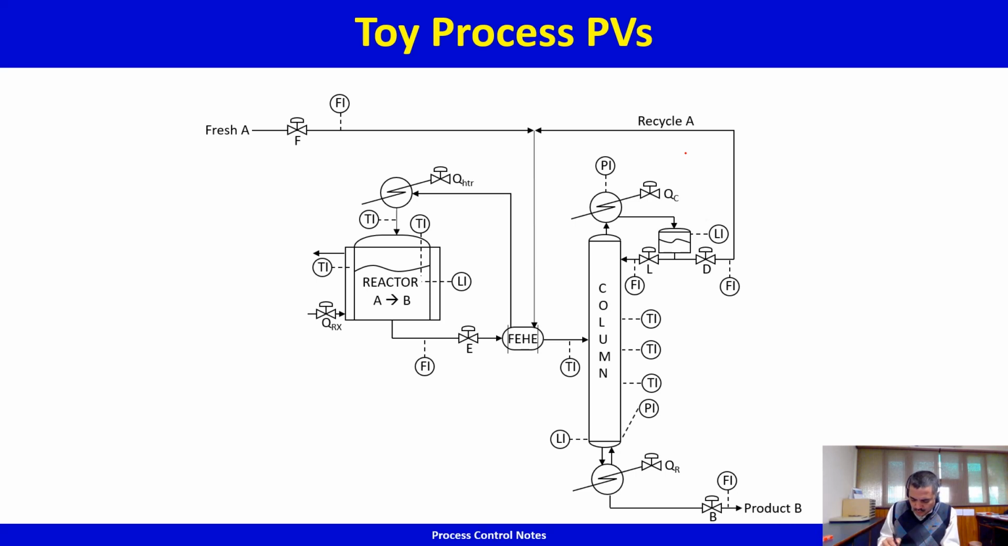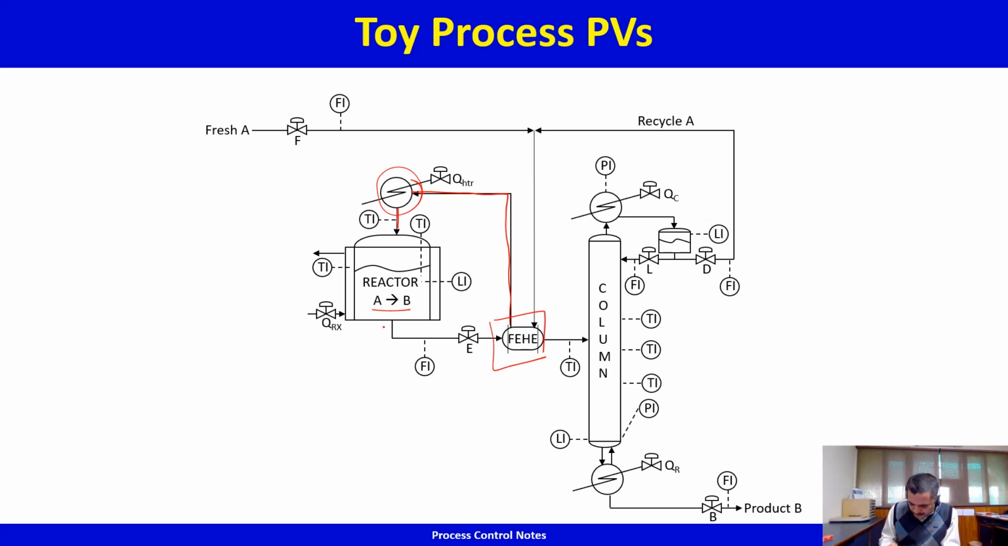What is the process? You're feeding fresh A to the process and it is mixing with the recycle stream, recycle A. It is passing through a feed effluent heat exchanger. The cold feed stream recovers heat from the hot reactor effluent, and the preheated reactor feed stream is then heated to the reaction temperature in this reactor heater. The reaction A goes to B occurs in the reactor. Let us say it is exothermic and the reaction heat is removed by jacketed cooling.